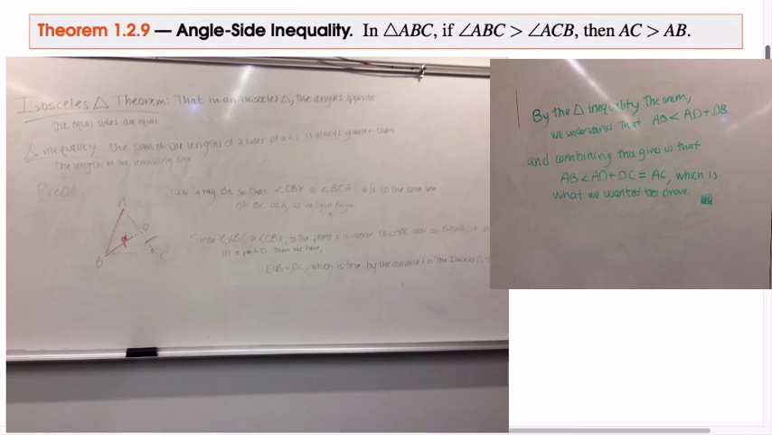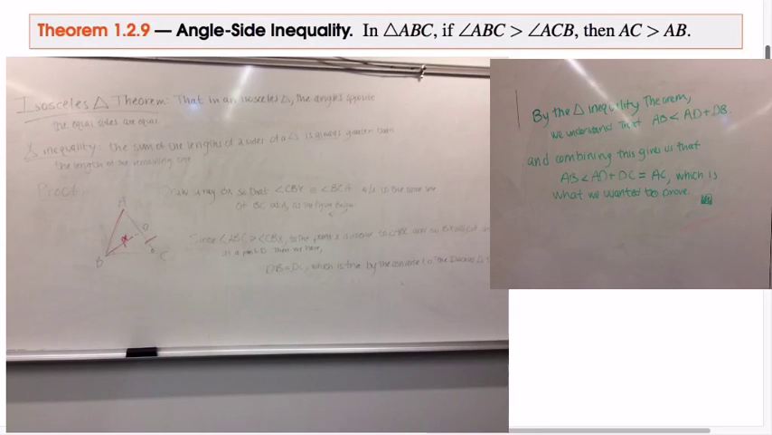Our final theorem for today was the angle-side inequality, which tells us in plain language that you will find larger sides in a triangle opposite larger angles. Okay? So larger angles have longer opposite sides. That's the colloquial statement of this.